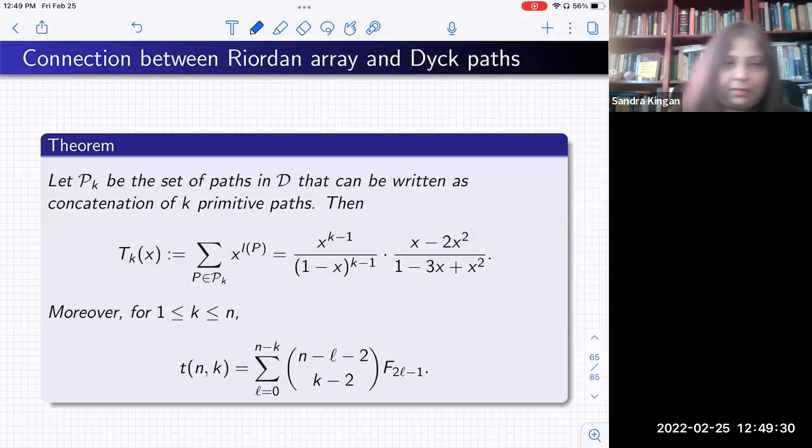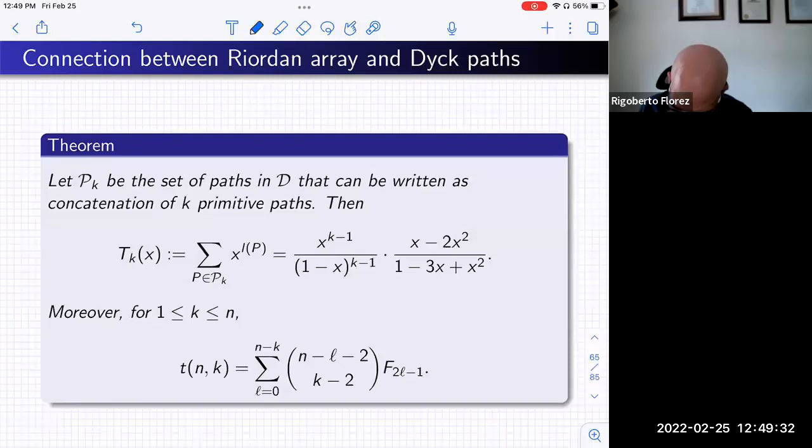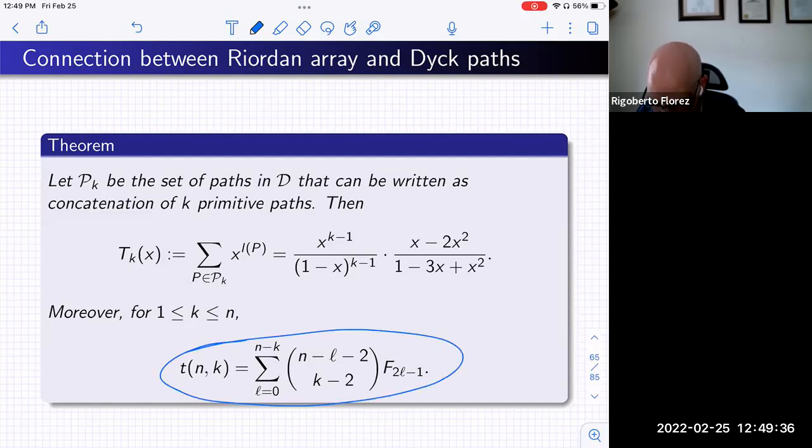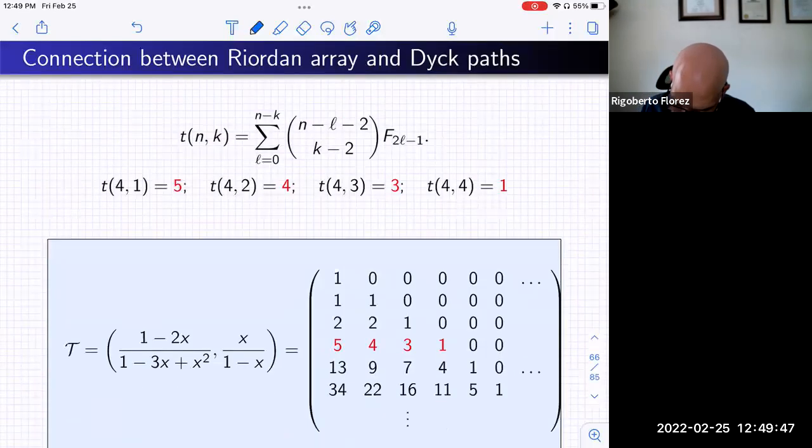Okay, what happened with this? Look at this. This is what we know, the result to count the number of paths that is a concatenation of k primitive paths. But what is interesting of this in the reordinal arrays? In this part, you remember that this is counting the same.